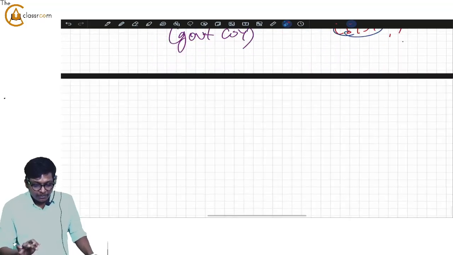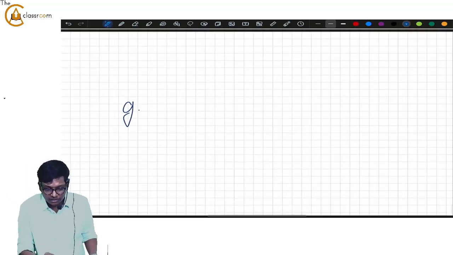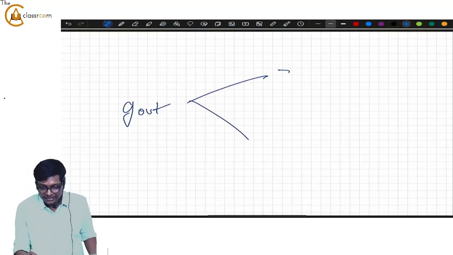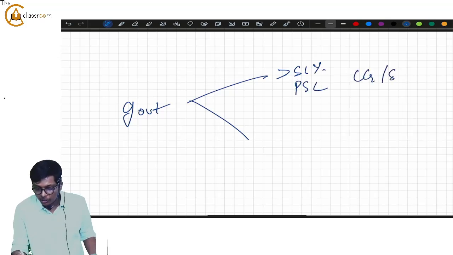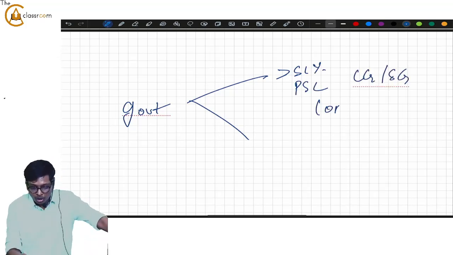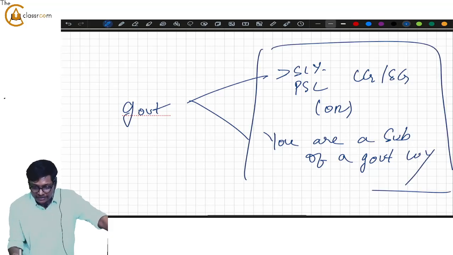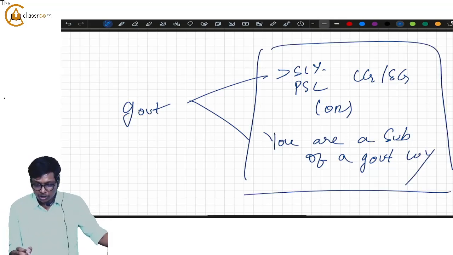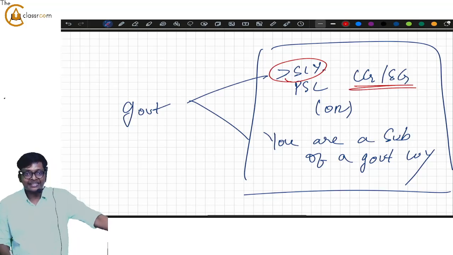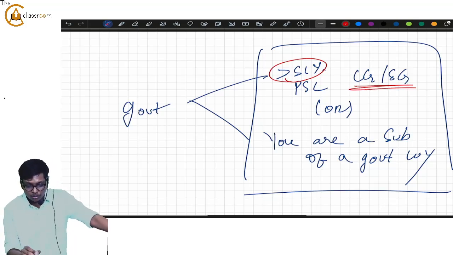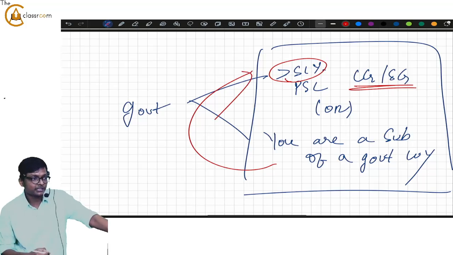So you can become a government company only in two ways. One is more than 51% of paid up share capital is held by central government or state government, or you are a subsidiary of a government company. Don't mix both these provisions. For counting the percentage of 51, count only central and state government. Don't include the shares which a government company holds here.